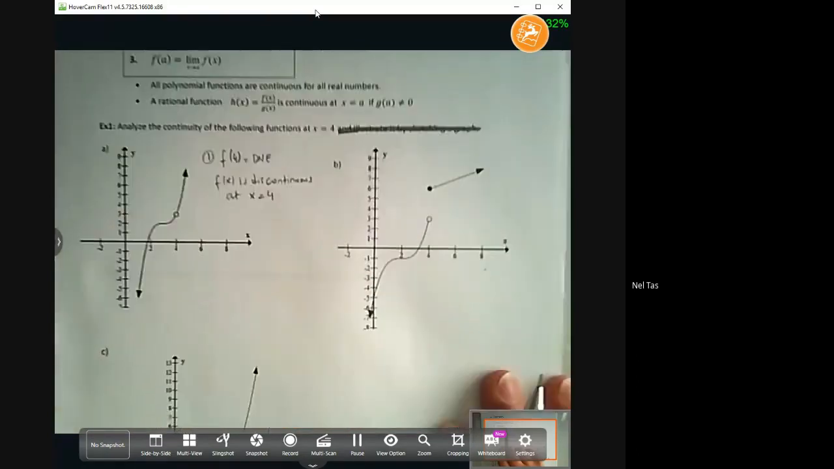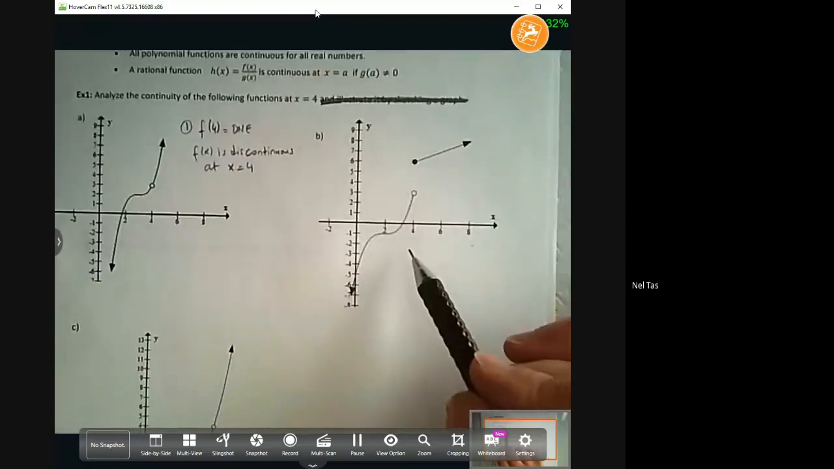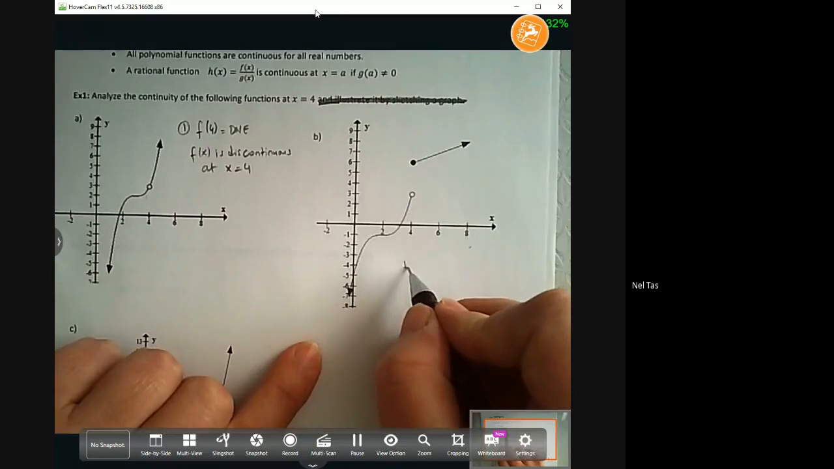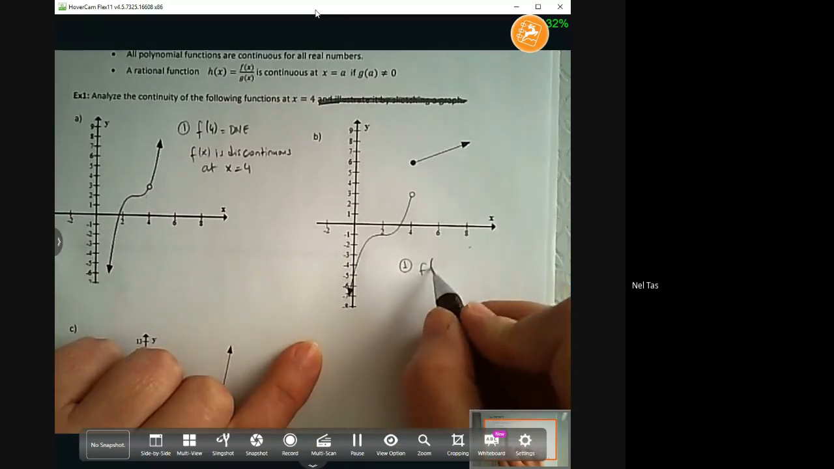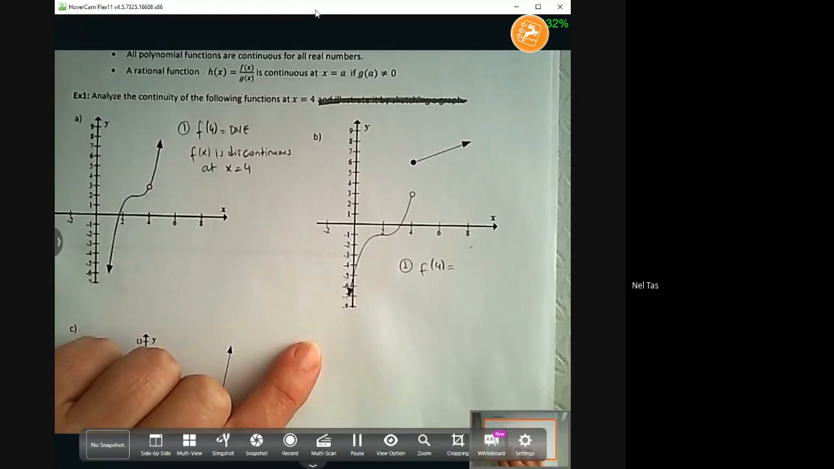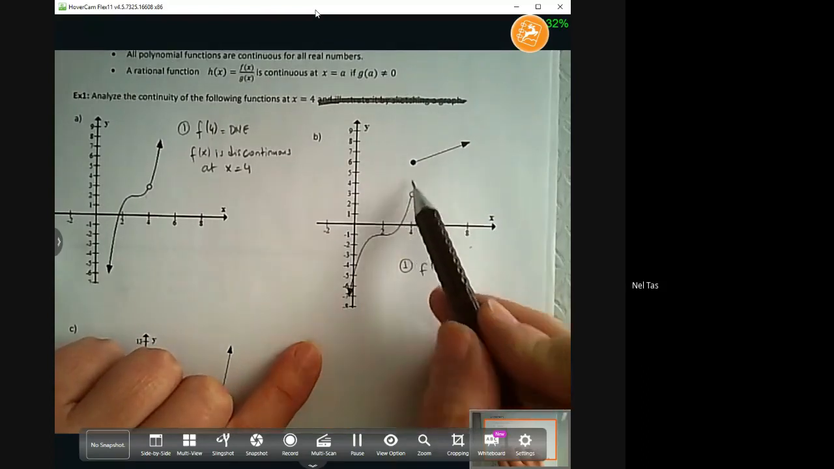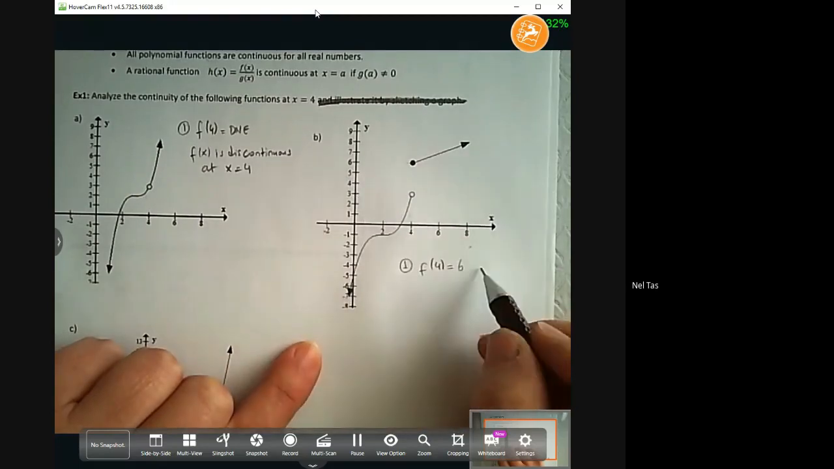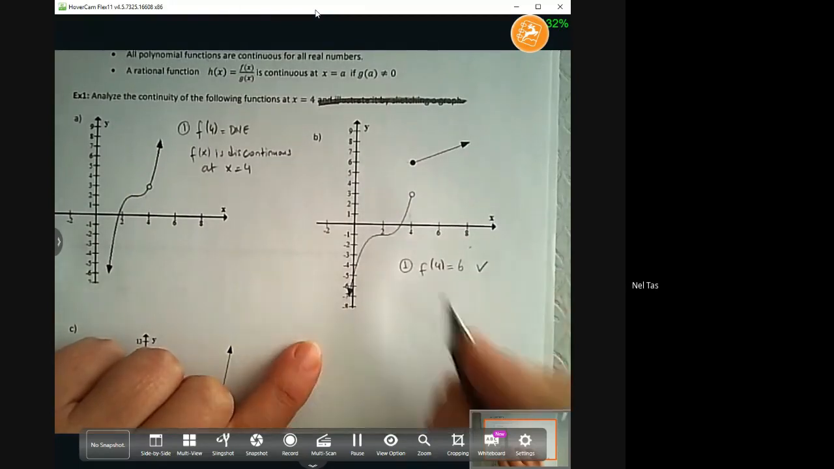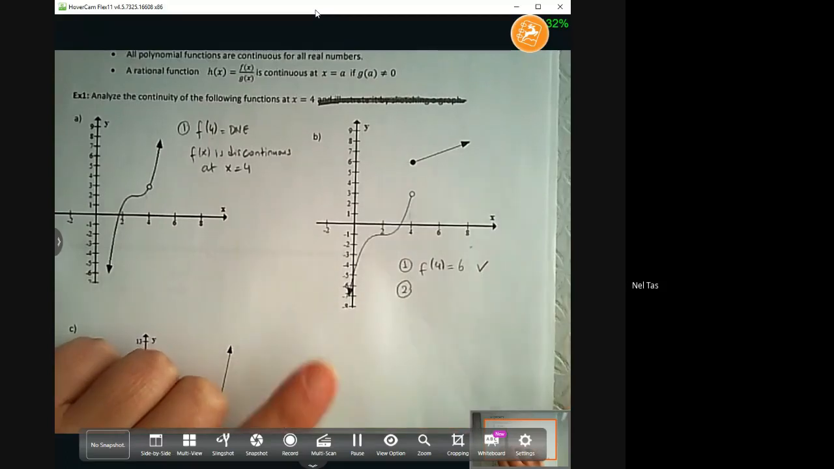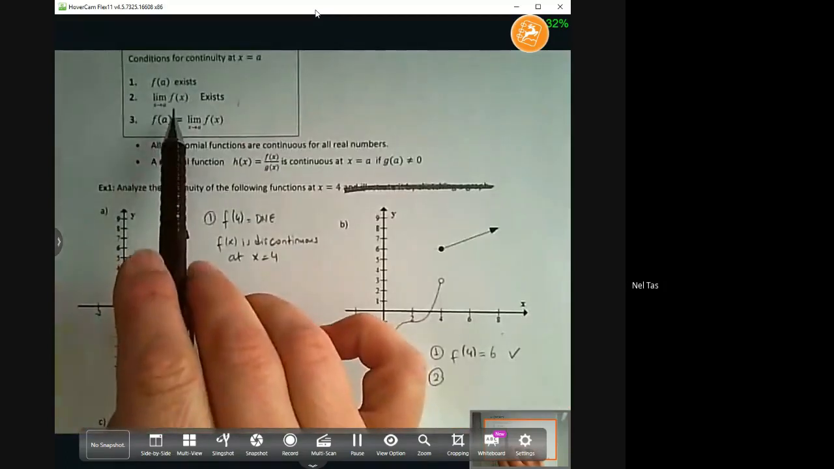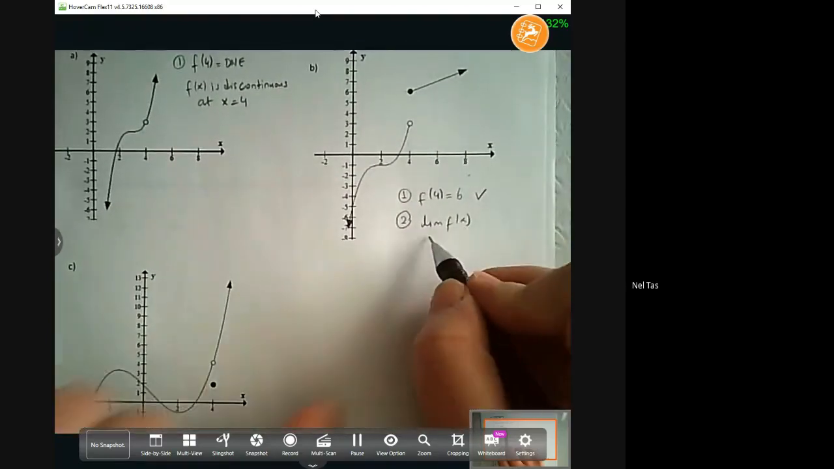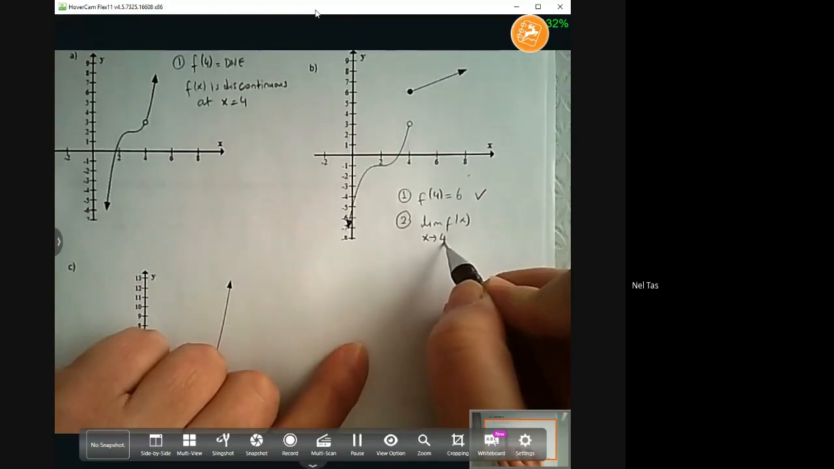Let's look at b. We have this function now. Again, we are going to do the analysis starting from number 1. We check if f of 4 exists. When x is equal to 4, y equals 6. So it passes the first condition. Now we check the second condition, which is the limit of f of x as x approaches 4.